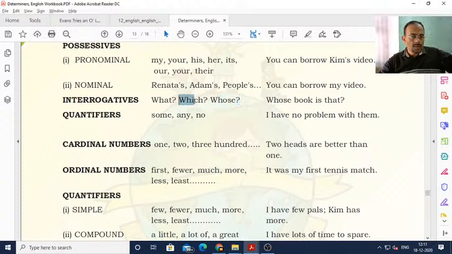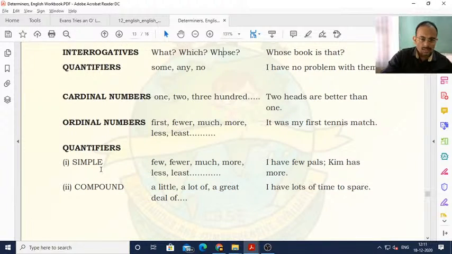Like which house is his. What color do you want. So if what, which, and whose are followed by a noun, then always remember that they are called determiners. Then quantifiers: how many, cardinal number, ordinal, all this we have studied already.